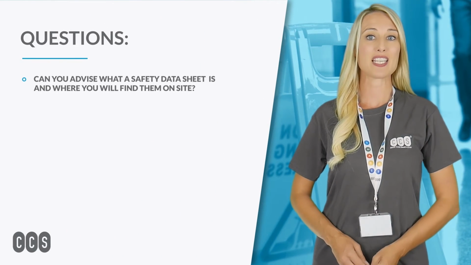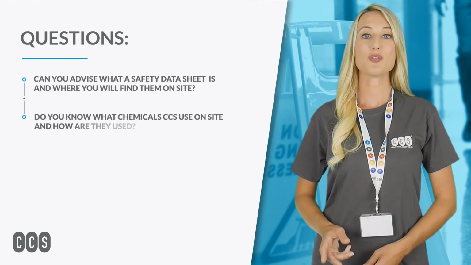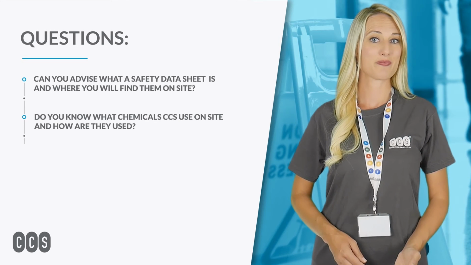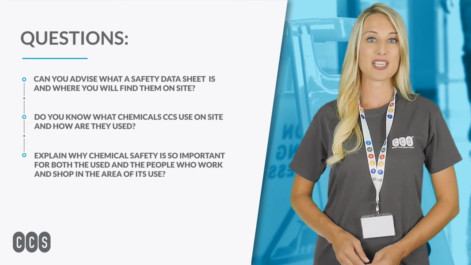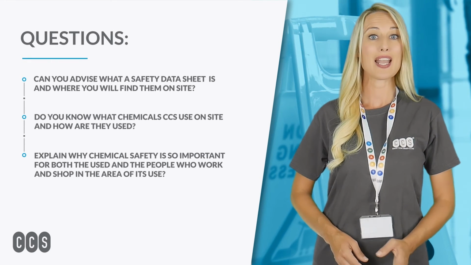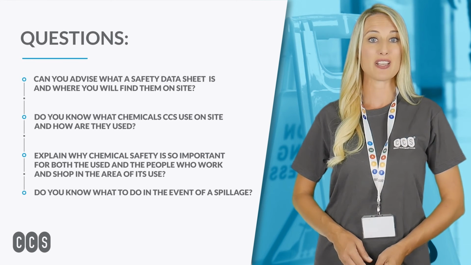Questions. Can you advise what a safety data sheet is and where you find them on the site? Do you know what chemicals CCS use on site and how they are used? Explain why chemical safety is so important for both the user and the people who work and shop in the area of its use. Do you know what to do in the event of a spillage?